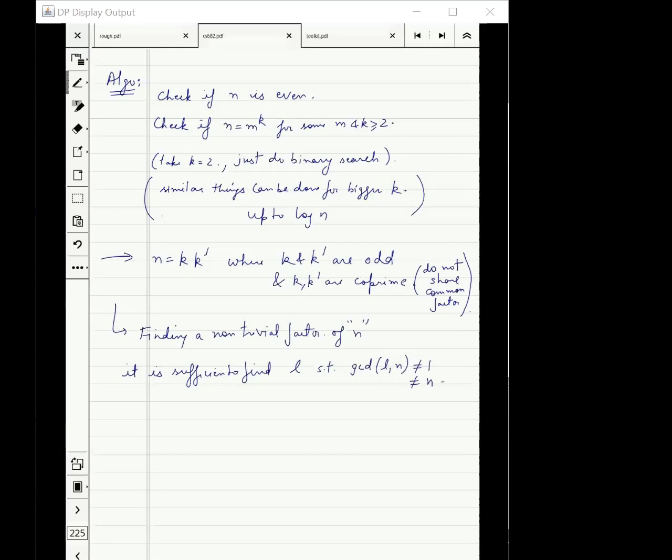Question number? No, sir. So can there be any explanation for this? Why are these two statements equivalent?